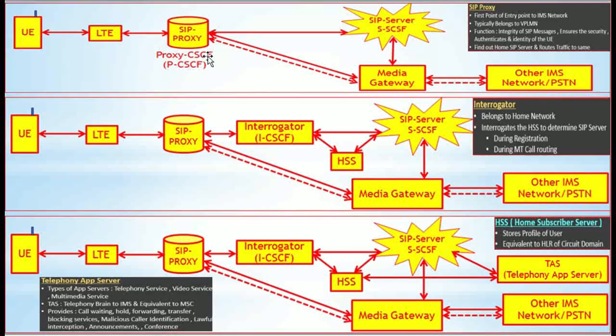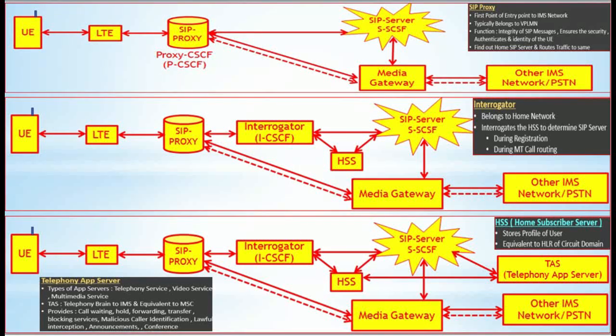Here is proxy CSCF, and then ICSCF. Proxy CSCF is also called PCSCF. This is ICSCF and much more. Now I am going to discuss the most critical element of the IMS core network. We call this CSCF. CSCF stands for call session control function and acts as the heart of the IMS system.